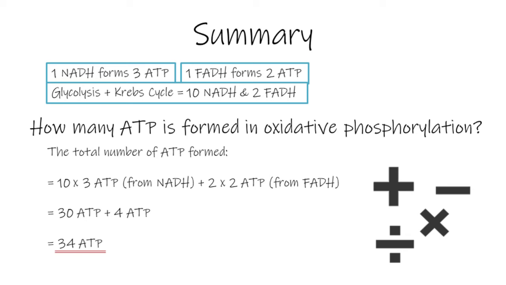Therefore, in summary, during oxidative phosphorylation, oxidation of each NADH forms 3 ATP, while oxidation of each FADH forms 2 ATP. As a total of 10 NADH and 2 FADH are produced from glycolysis to the Krebs cycle, the total number of ATP formed in oxidative phosphorylation is 10 times 3 ATP from NADH plus 2 times 2 ATP from FADH, which equals 34 ATPs.